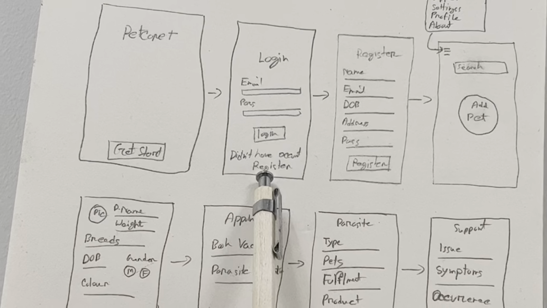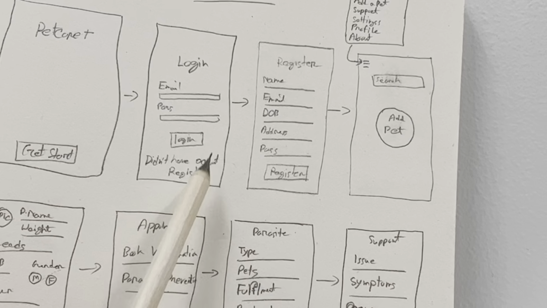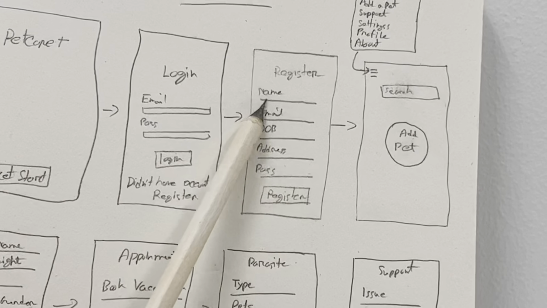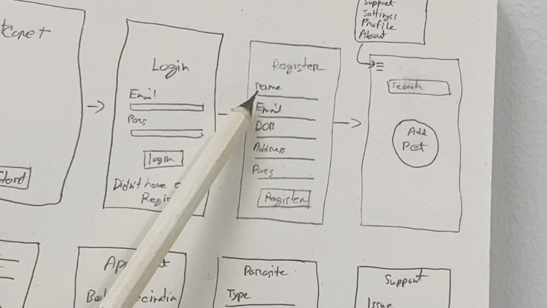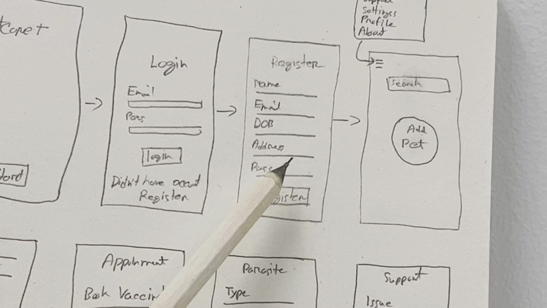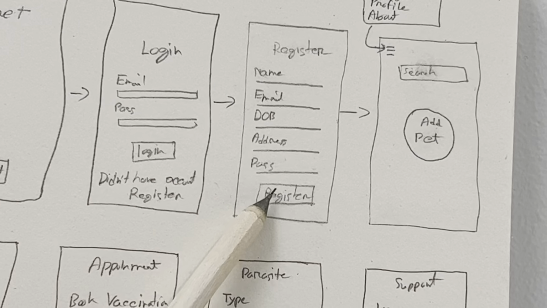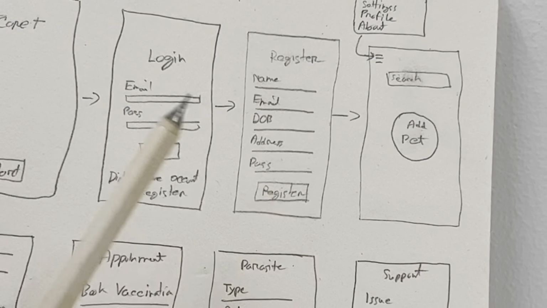If you don't have any account, then there is an option to register. Once you click the register button, the registration is going to start. On the register page, you just need to fill up your name, email address, date of birth, your current address, and your own password, and hit the register button. Once you are registered in our app, a new page pops up after that.